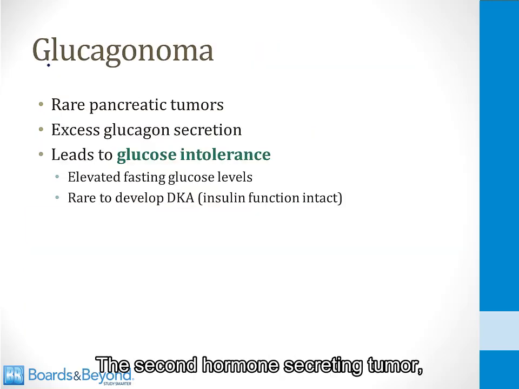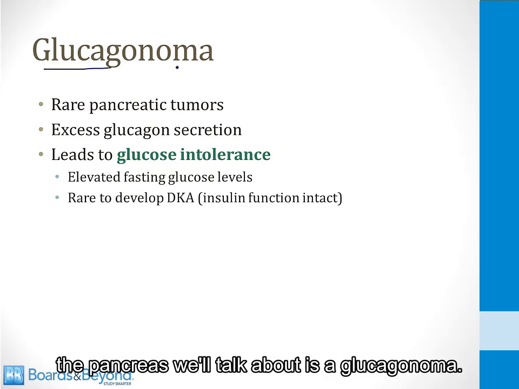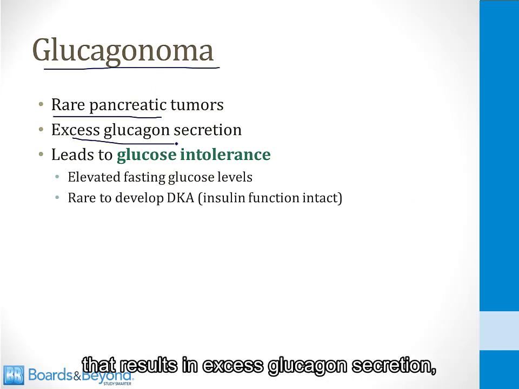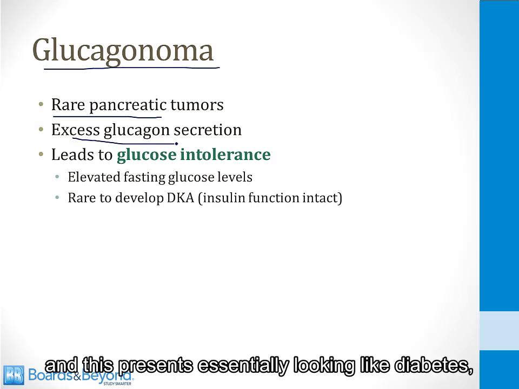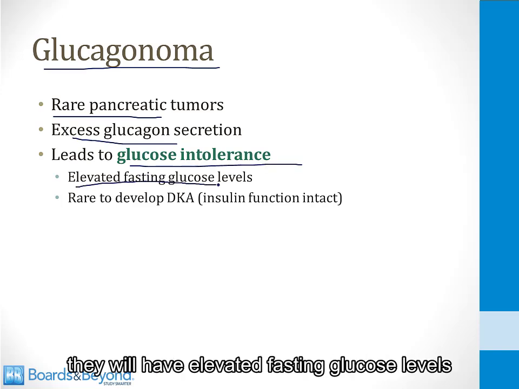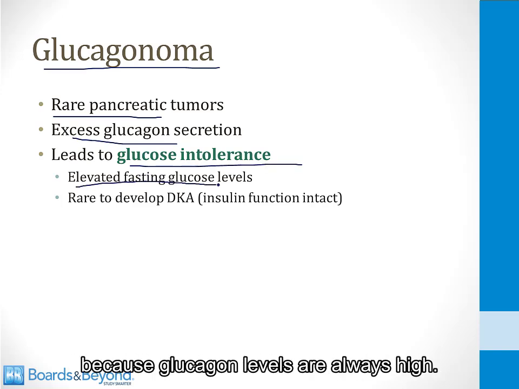The second hormone-secreting tumor of the pancreas we'll talk about is a glucagonoma. This is also a rare pancreatic tumor that results in excess glucagon secretion. And this presents essentially looking like diabetes. The patient will have glucose intolerance. They will have elevated fasting glucose levels because glucagon levels are always high.